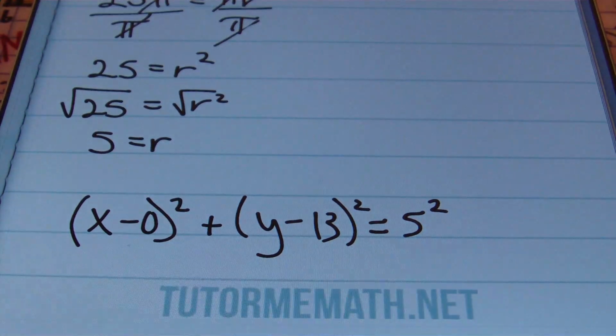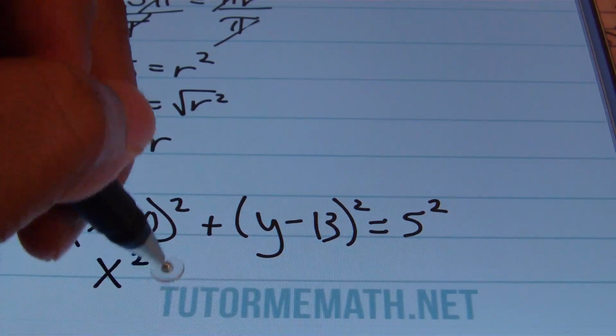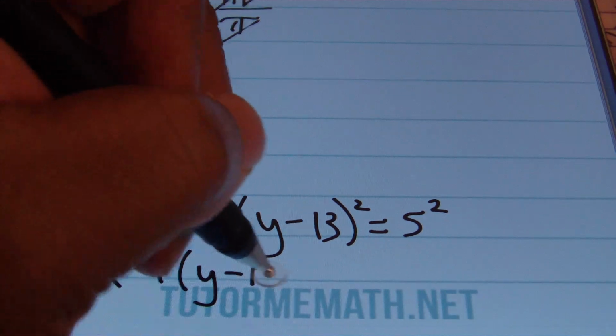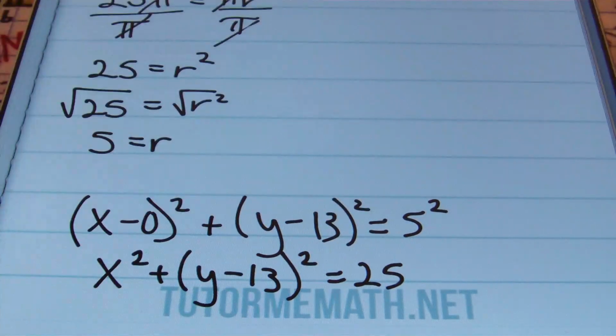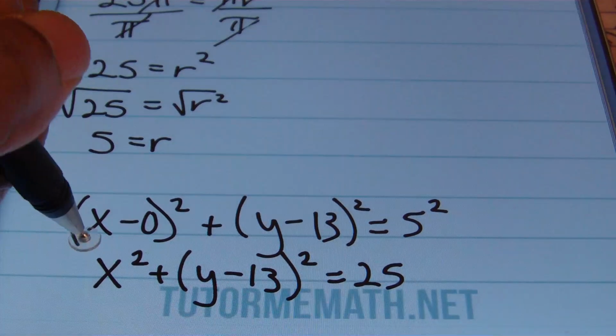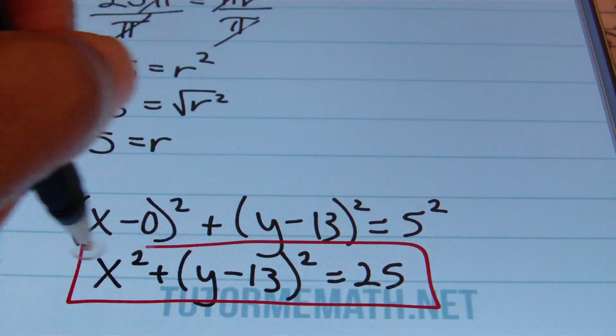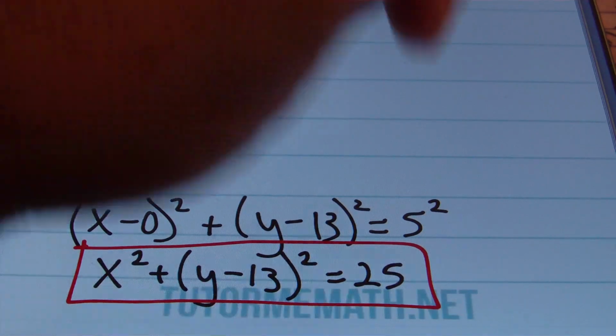All right, so we have 5 squared here. Simplifying this, you'll write your answer as x squared plus the quantity y minus 13 squared equals 25, and this is going to be your center radius form of the equation. Red boxing it. Just like that, ladies and gentlemen. That's problem number 8. Done and done. Moving on.